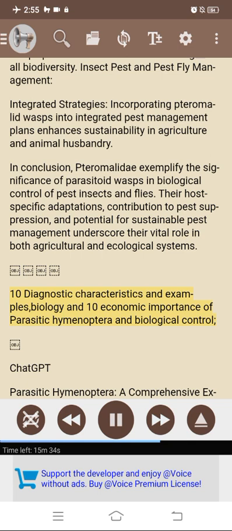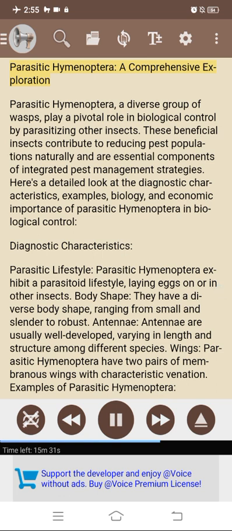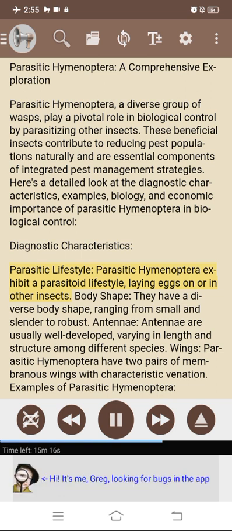10 diagnostic characteristics and examples. Biology and 10 economic importance of parasitic hymenoptera and biological control. ChatGPT. Parasitic hymenoptera, a comprehensive exploration. Parasitic hymenoptera, a diverse group of wasps, play a pivotal role in biological control by parasitizing other insects. These beneficial insects contribute to reducing pest populations naturally and are essential components of integrated pest management strategies. Here's a detailed look at the diagnostic characteristics, examples, biology, and economic importance of parasitic hymenoptera and biological control. Diagnostic characteristics. Parasitic lifestyle. Parasitic hymenoptera exhibit a parasitoid lifestyle, laying eggs on other insects.